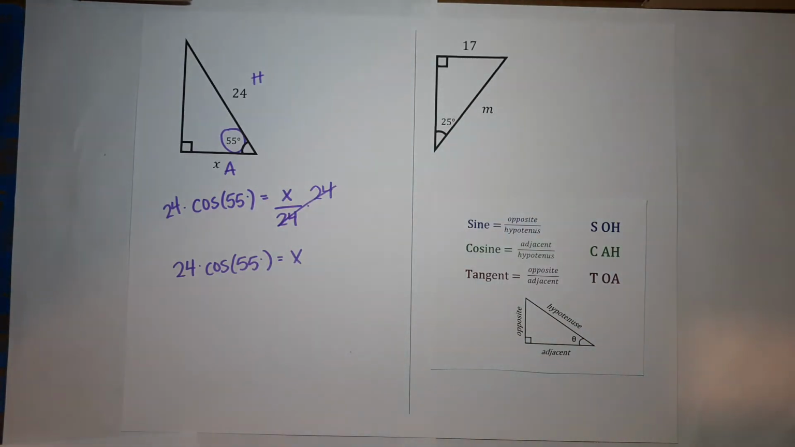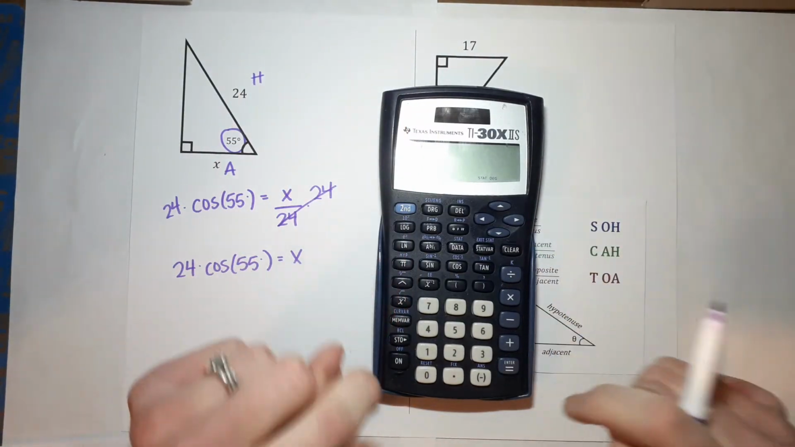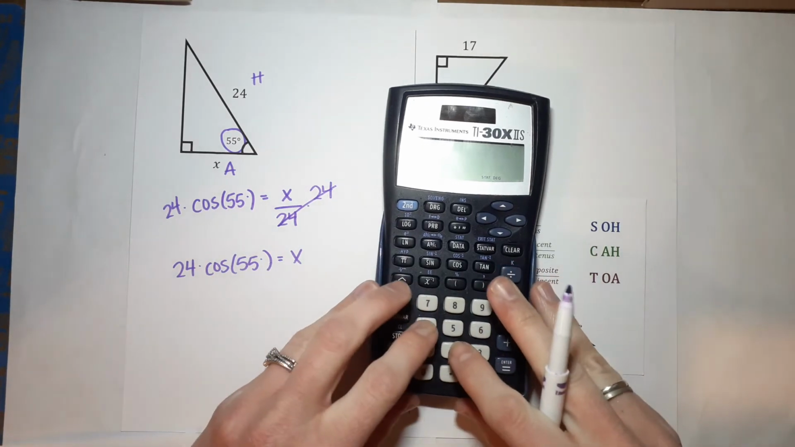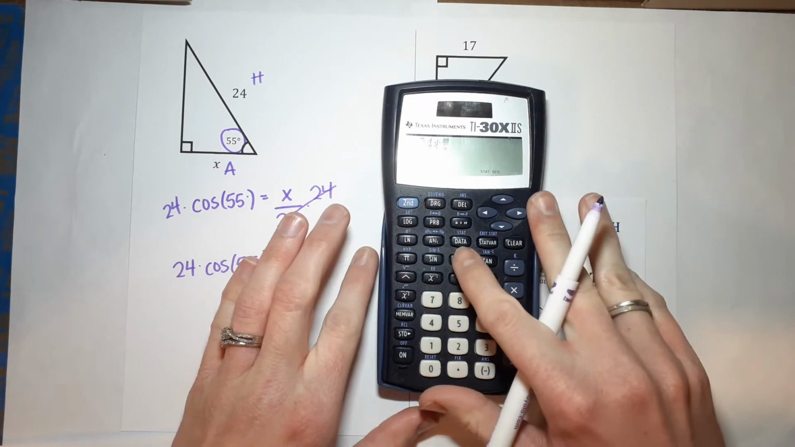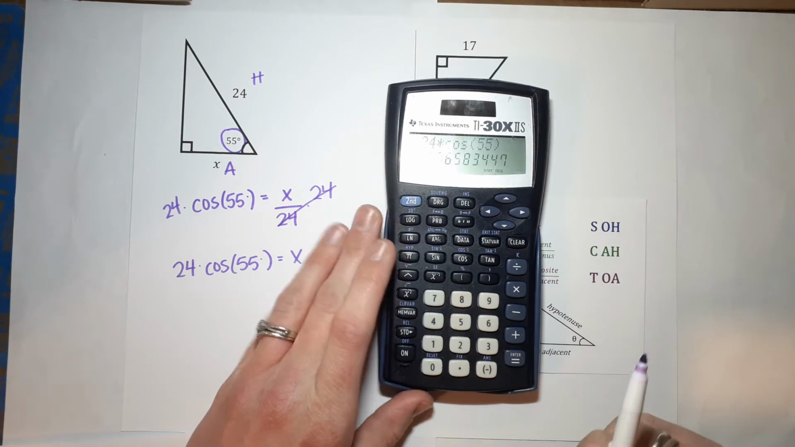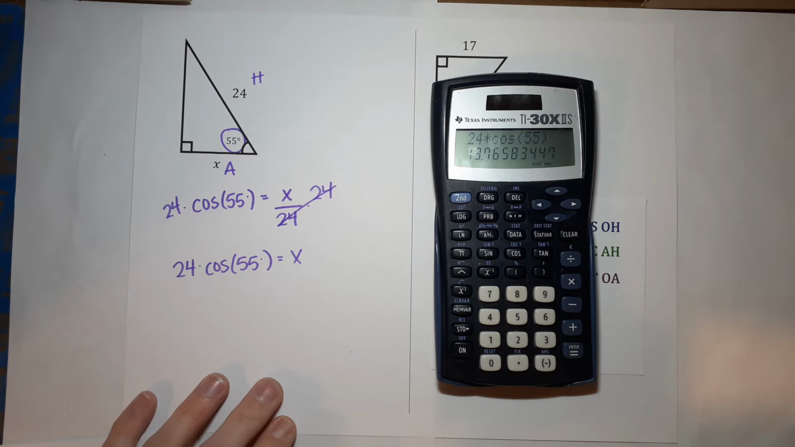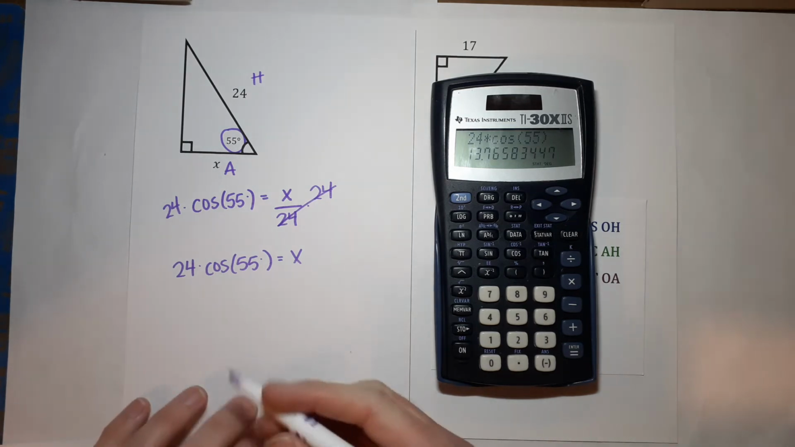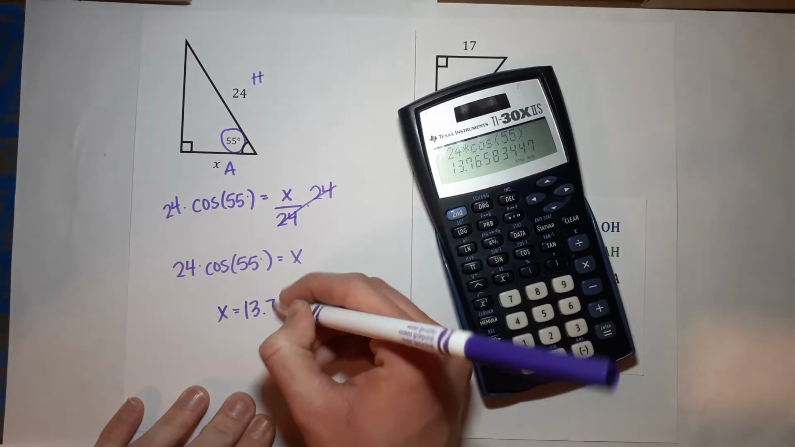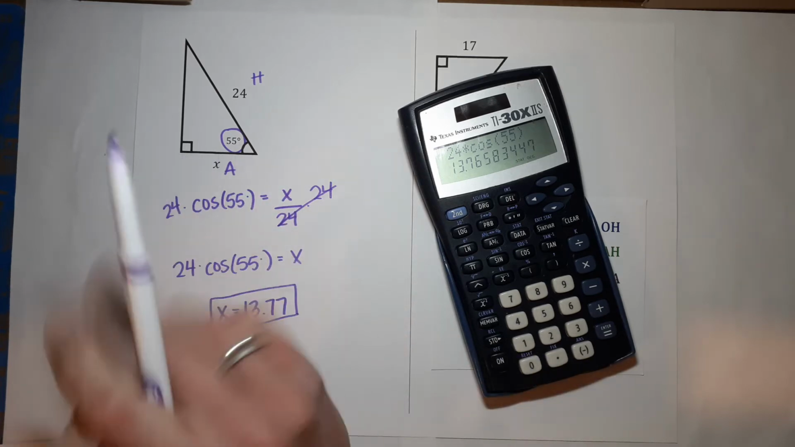Okay, now what? Now I can use my calculator, all right? Make sure your calculator is in degrees, not radians. You'll get a different answer, so make sure. All right, I'm just gonna plug this in here, 24 times, you should have a cosine button on your calculator, 55 degrees. And I get 13.765, blah, blah, blah, keeps going. I'm gonna round to 2 decimal places, round to wherever your teacher says. So I'm going to get x equals 13.77. So that is the length of this side here, okay?